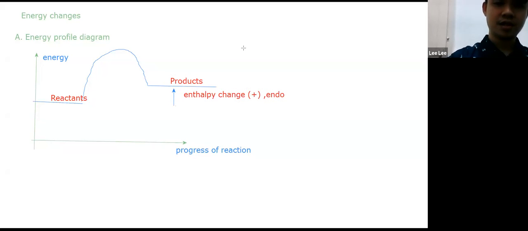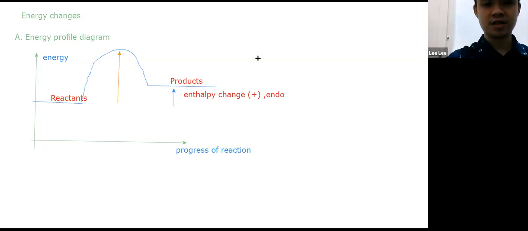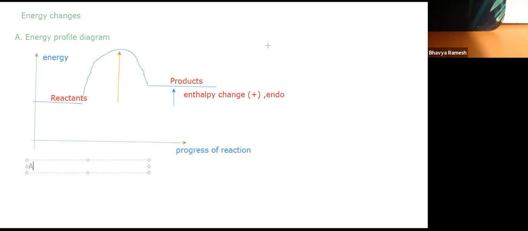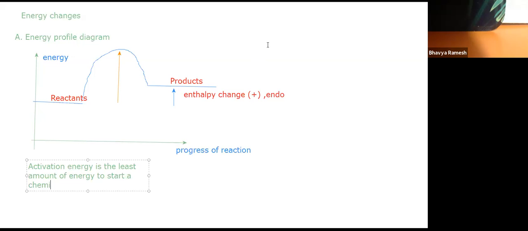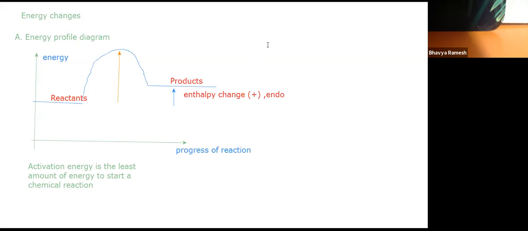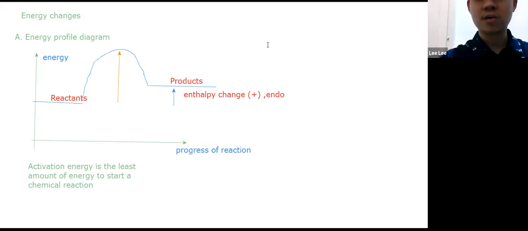Activation energy. Remember which one is the activation energy? From the reactants to the highest peak, right? What is the definition of activation energy? The least amount of energy to start the chemical reaction is known as activation energy. So for some chemical reactions, we need to do heating because we have to increase the amount of energy. The energy is not enough, it doesn't meet the activation energy requirement, that's why it cannot react.